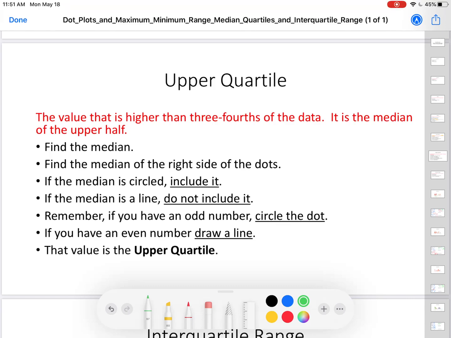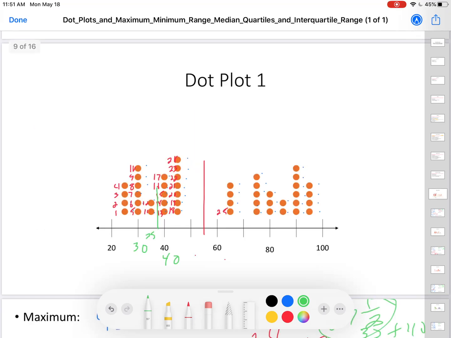So you find the median. This time we go to the right side. If it's circled, we include it. If it's not circled, we do not include it. If we have an odd number, we circle the dot. If we have an even number, we draw a line. That is the upper quartile. Okay, let's see how many there are.